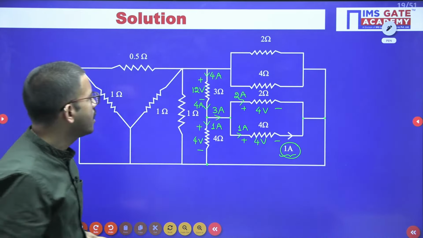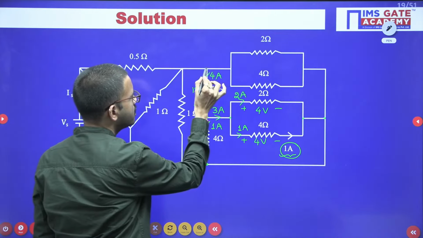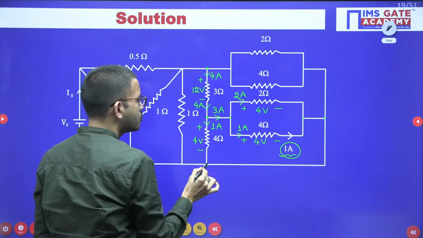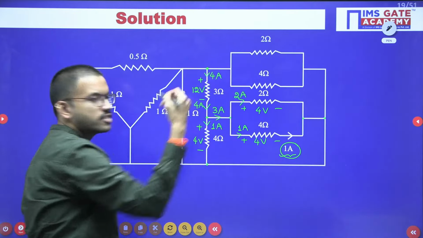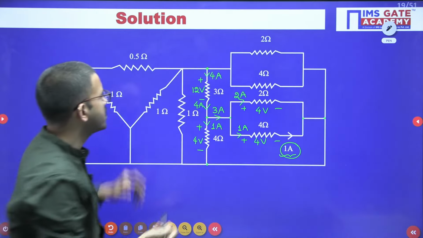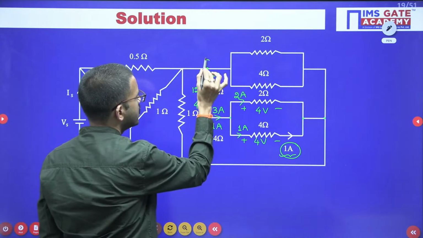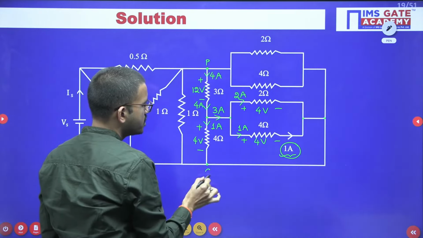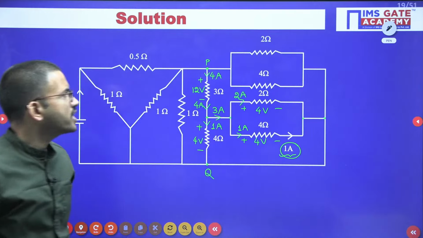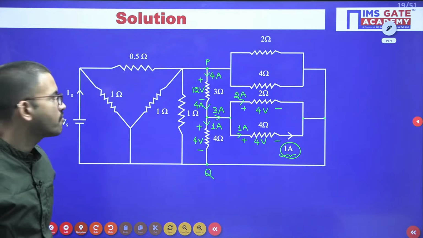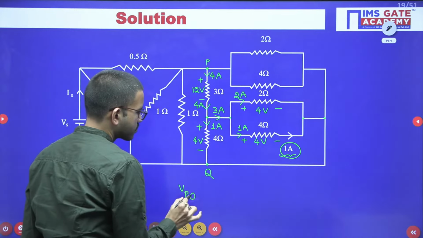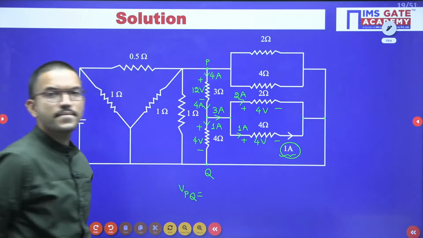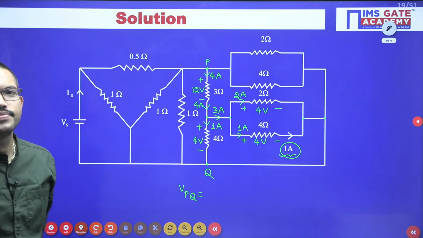12 volts. Okay. Now, all of you tell me, what is the node voltage? What is the voltage across these 2 nodes? Say, for example, I am labeling this node as P, and this node as Q. What is VPQ? What is the voltage across VPQ? Can you tell?